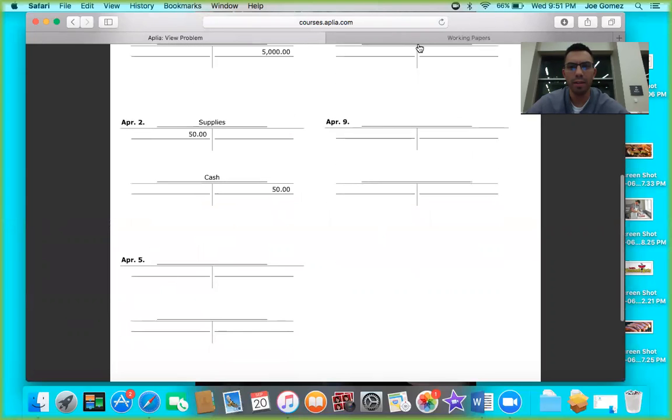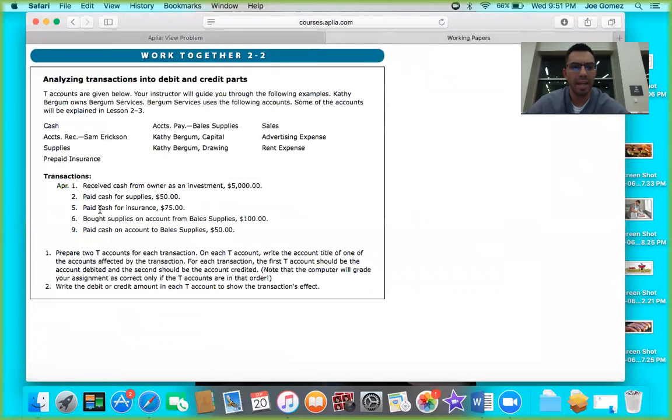Okay, April 5th. Paid cash for insurance. Cash and prepaid insurance are my two accounts. I'm paying cash, so it's going to be done similar to the one on the second, right? Paid cash. That means I automatically know that cash is decreasing. So I know that that's going to go on the bottom because I'm going to be crediting cash.